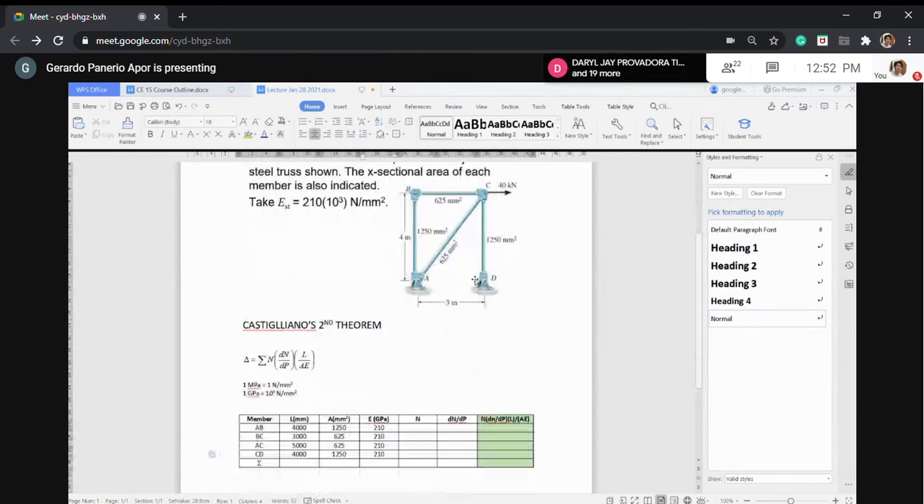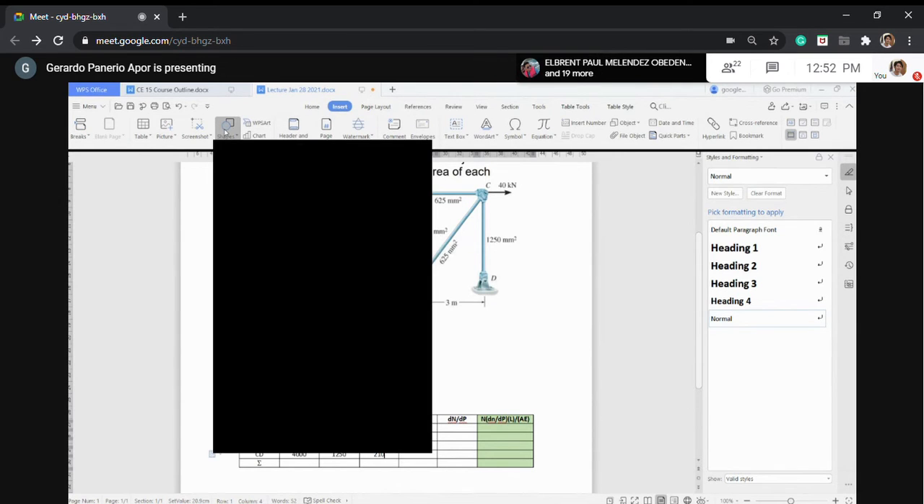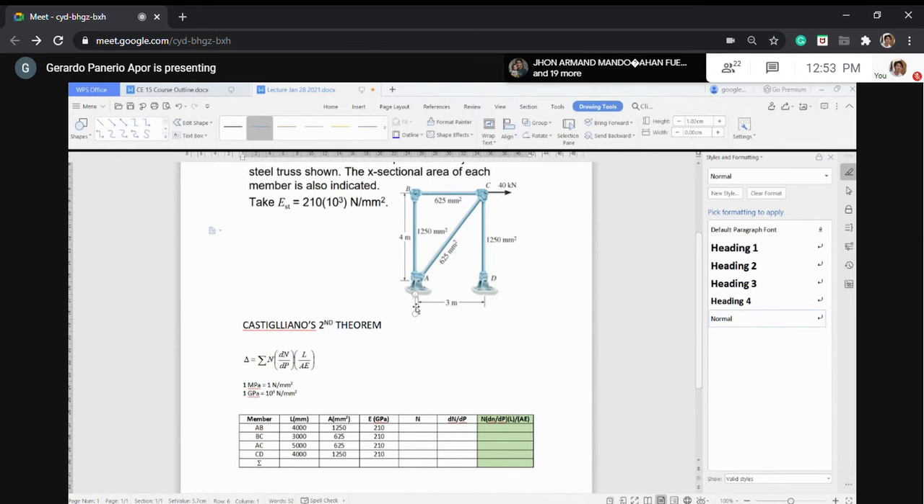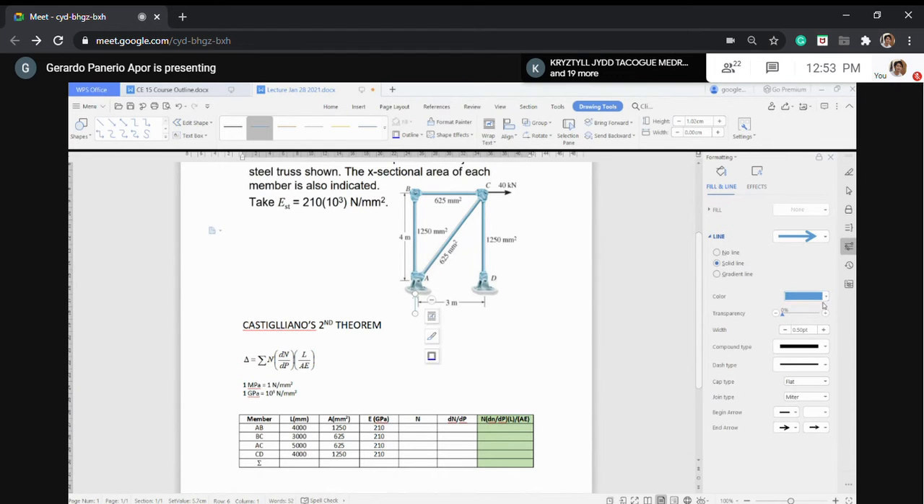Okay, reaction. Shape. Then the format of the shape, and the color I will change into black. Okay, that's the reaction at A.